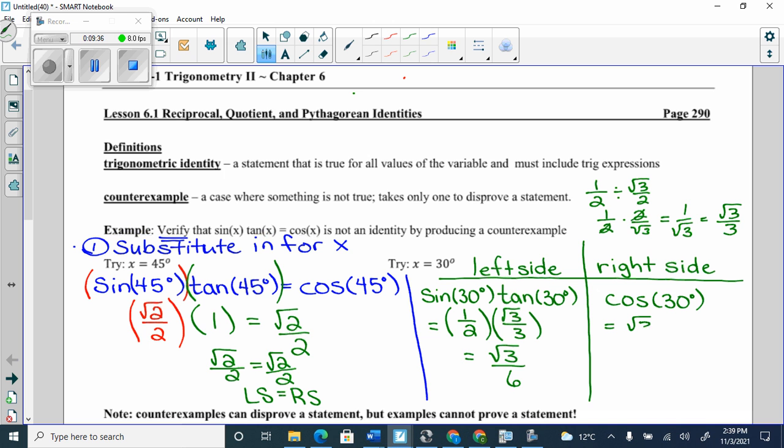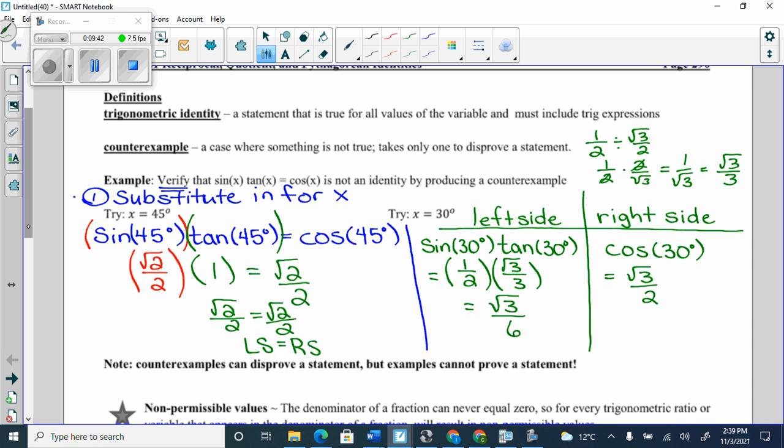Root 3 over 2. Do these match? No. So you would say at the end, left side does not equal right side. And you just prove this isn't an identity. You can verify it for one answer, that's great, but the moment I got a counterexample, it's out.